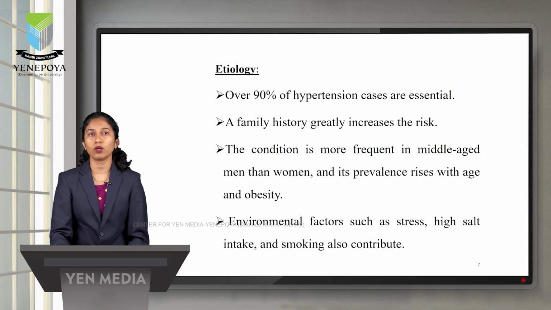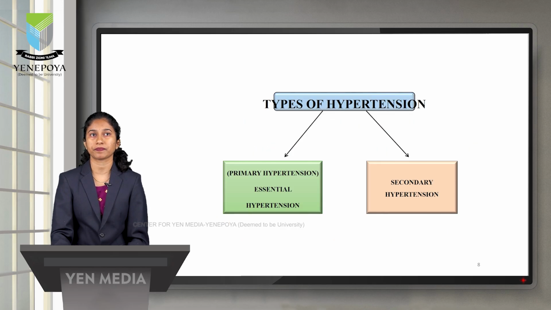Coming to the etiology, over 90% of the hypertension cases are essential hypertension. A family history greatly increases the risk. That means if a parent or close relatives have hypertension, the person is at greater risk of getting it because of genetic inheritance. The condition is more frequent in middle-aged men than women and the risk increases with age and obesity. Environmental and lifestyle factors such as stress, high salt intake and smoking also contribute to hypertension.